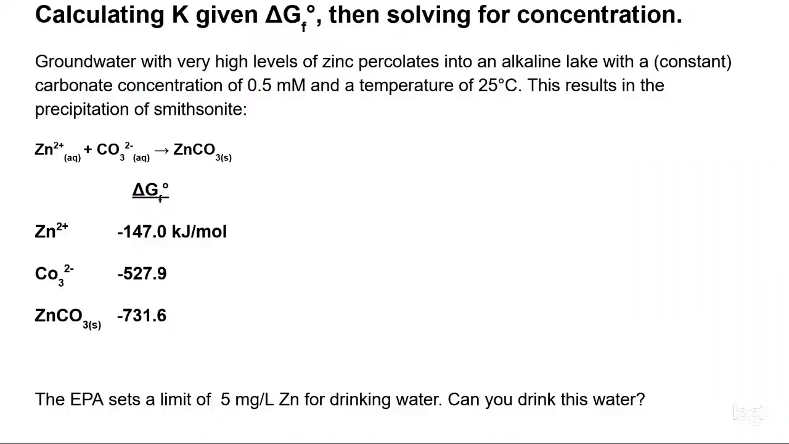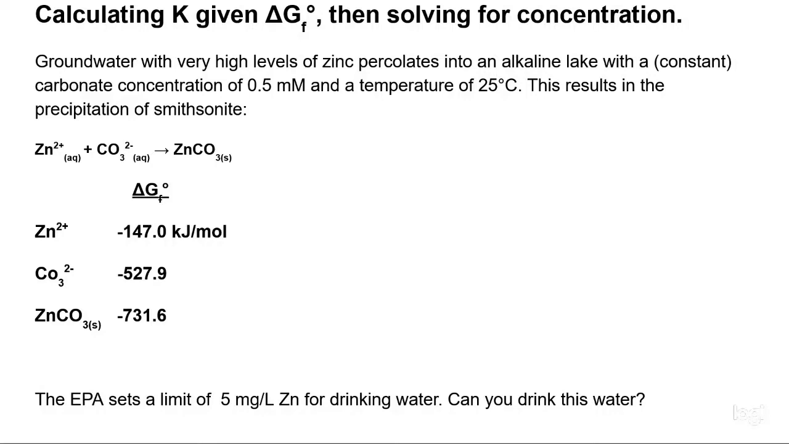Okay, let's use these standard Gibbs free energies of formation to actually solve a problem. First we're going to calculate K given the standard free energies of formation and then solve for concentration. What we're trying to solve is this problem: groundwater with very high levels of zinc, an undetermined but very high concentration of zinc, percolates into an alkaline lake with a constant carbonate concentration of 0.5 millimolar and a temperature of 25 degrees Celsius. This mixture of zinc-rich water with carbonate-rich water results in the precipitation of smithsonite by the following reaction.